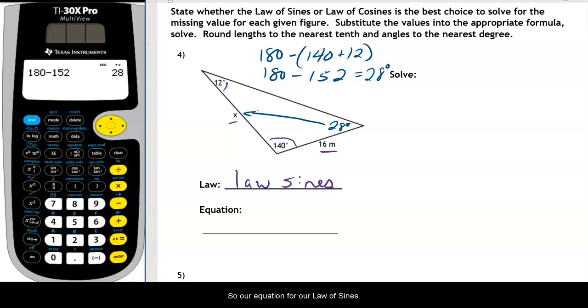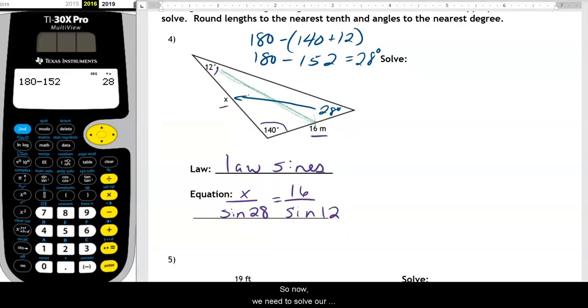So our equation for our law of sines, we will have x over sine 28 equals, and we're going to have to use the one with the other side, so that would be the 12, and it goes with the 16. So 16 over sine of 12. So now we need to solve our equation, our x over sine 28 equals 16 over sine 12.